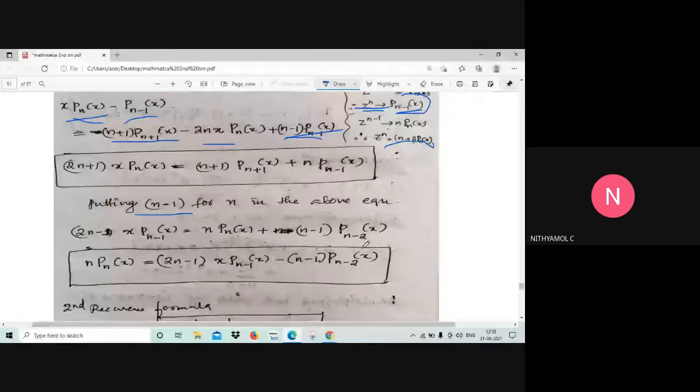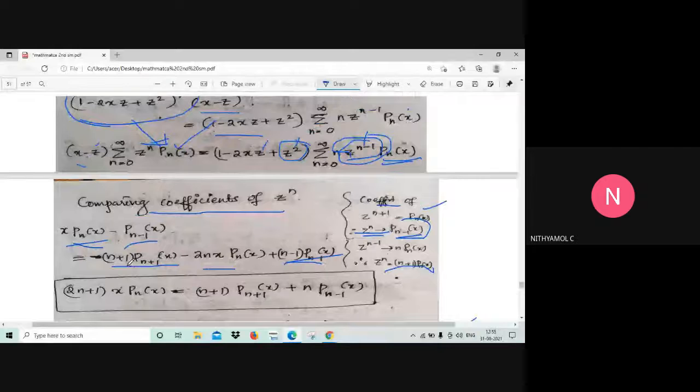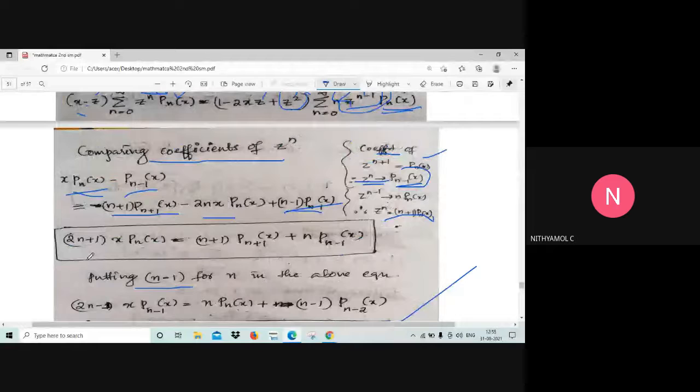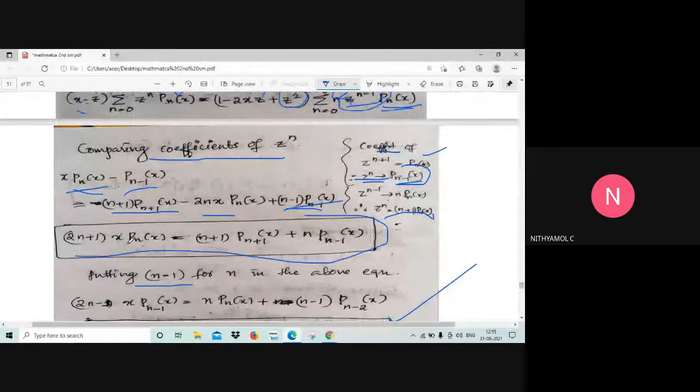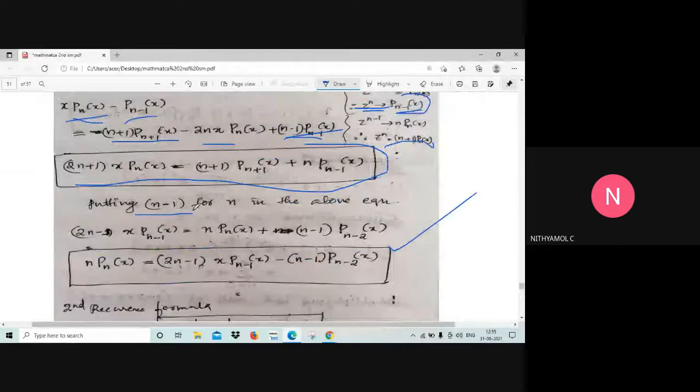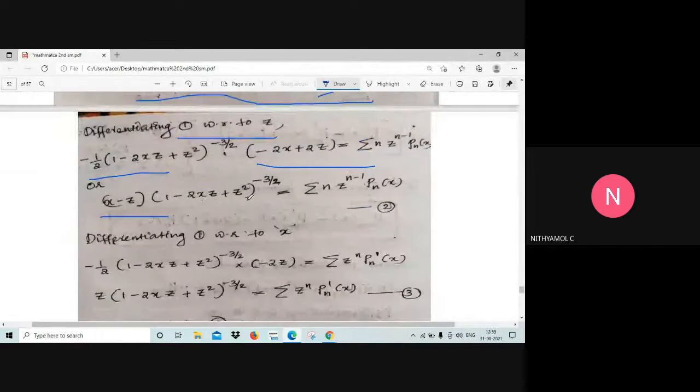Now the second recurrence formula is this one, x Pn prime minus Pn minus 1 prime is equal to n into Pn. We can start from the generating function, this equal to this one, and differentiating with respect to z, then minus 1 by 2 (1 minus 2xz plus z square) raised to minus 3 by 2, this term and this term. Or we can write as (x minus z) into (1 minus 2xz plus z square) raised to minus 3 by 2 is equal to summation of n into z raised to n minus 1 Pn of x. And differentiating one with respect to x.